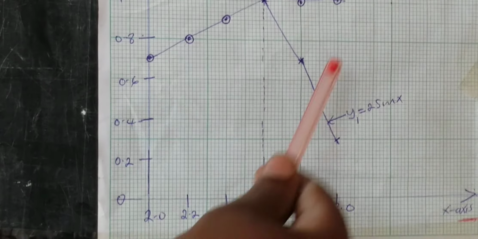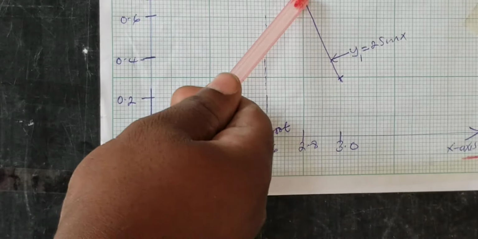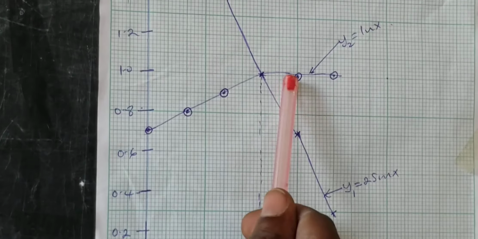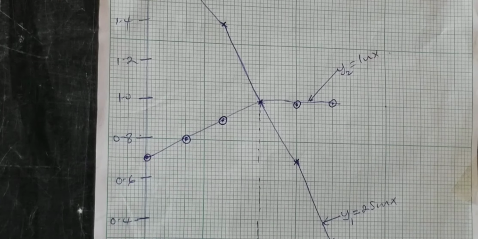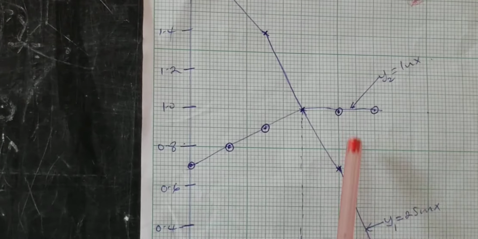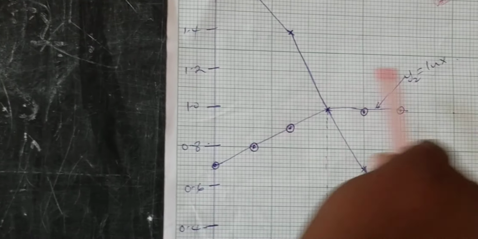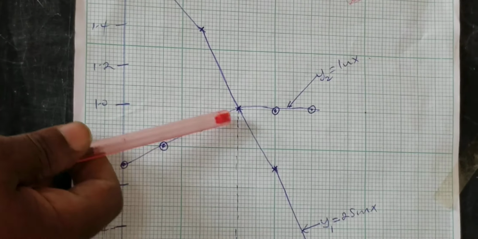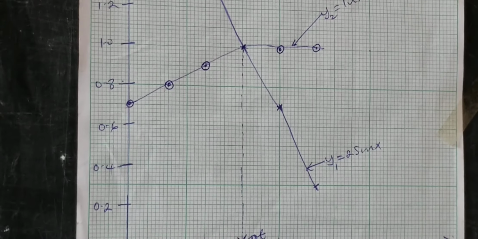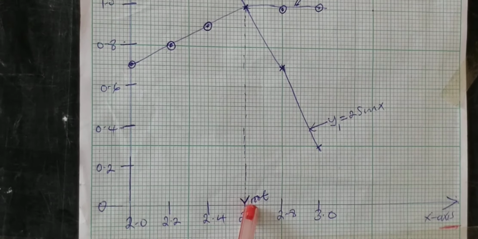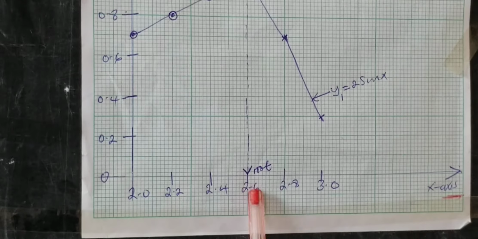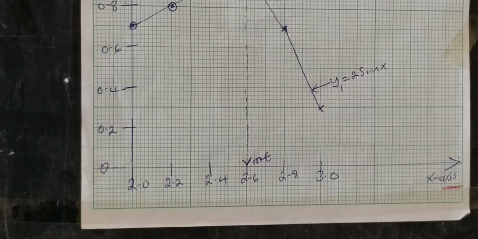When you plot those 2 graphs, join 2 points at a time. Then you locate where the 2 graphs, y1 and y2, intersect. Where they intersect, that's where you locate the root. And the point of intersection of these 2 graphs is at 2.6.